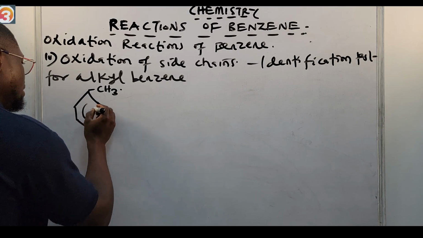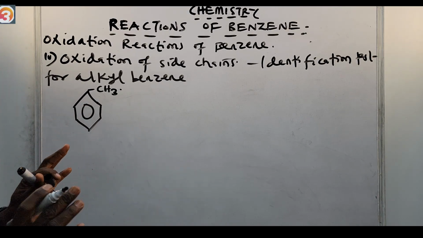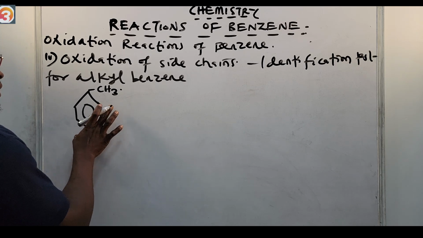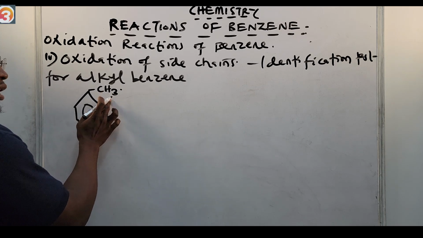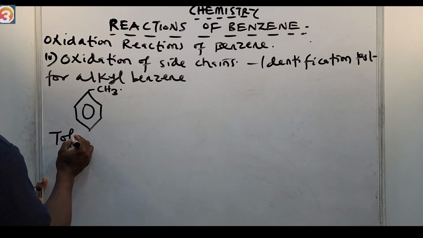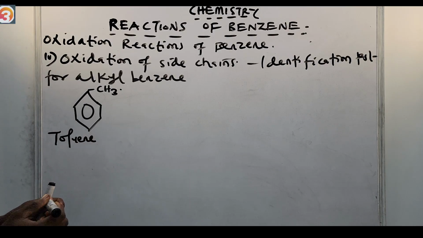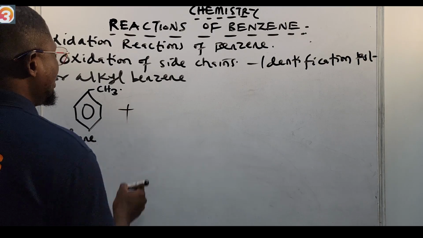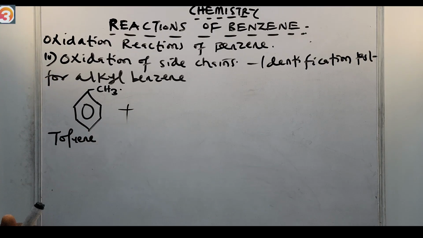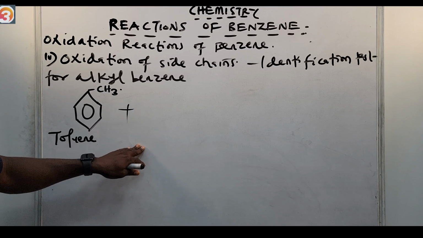So this is our benzene ring. Let us do everything properly. This is our benzene ring attached to a methyl group. Obviously, we know that this has a parent name, which is toluene. So toluene will react with what now? With oxygen. It is oxidation.